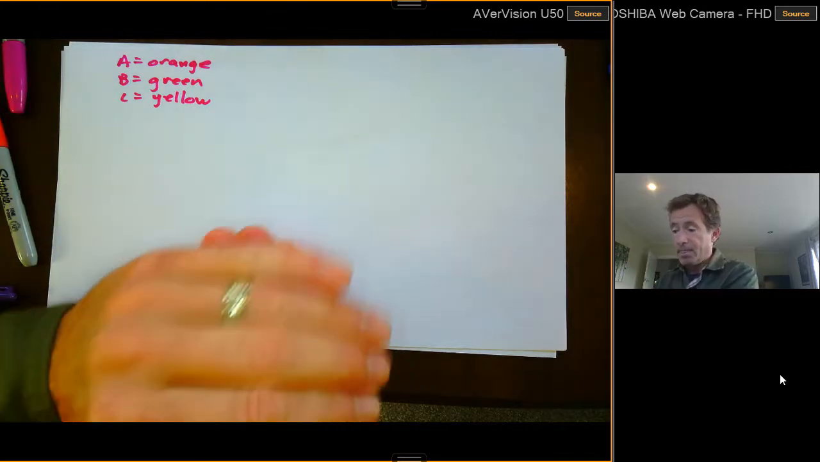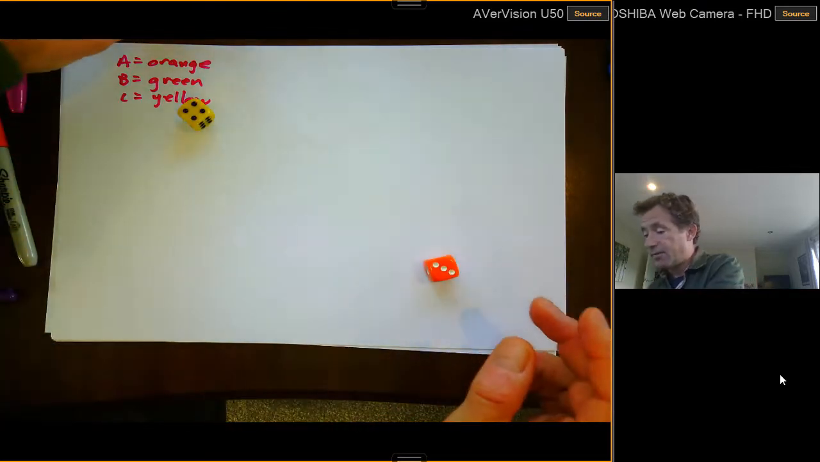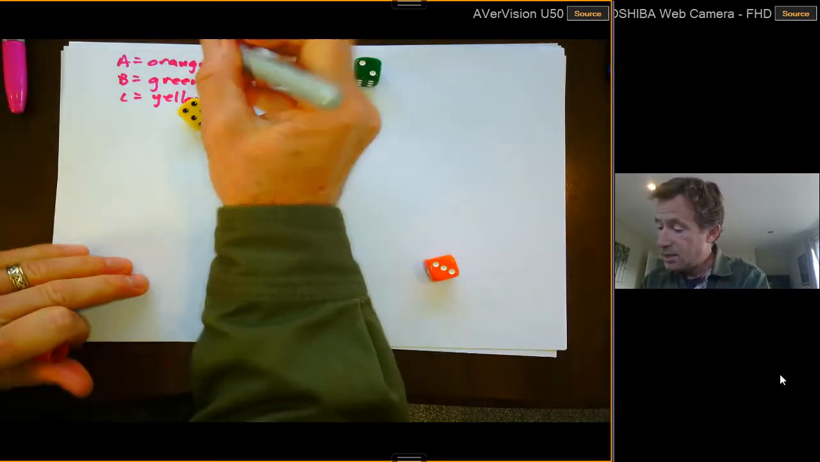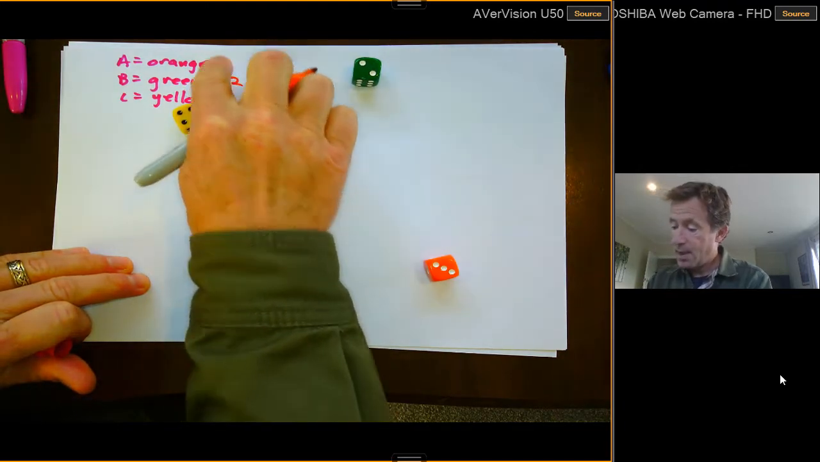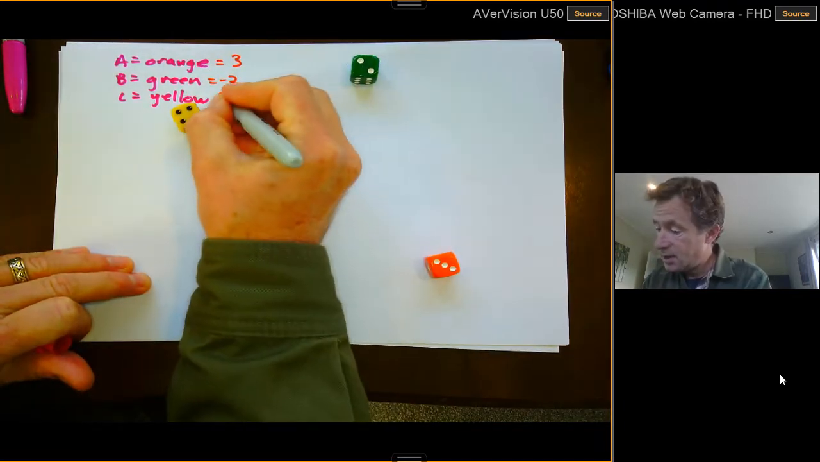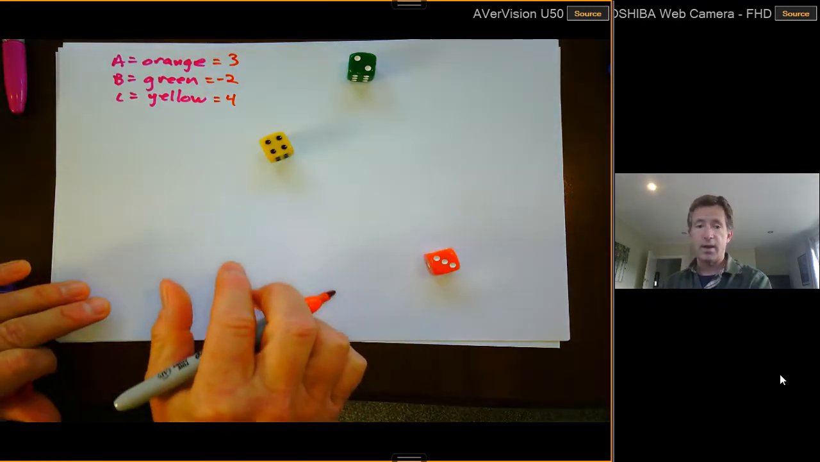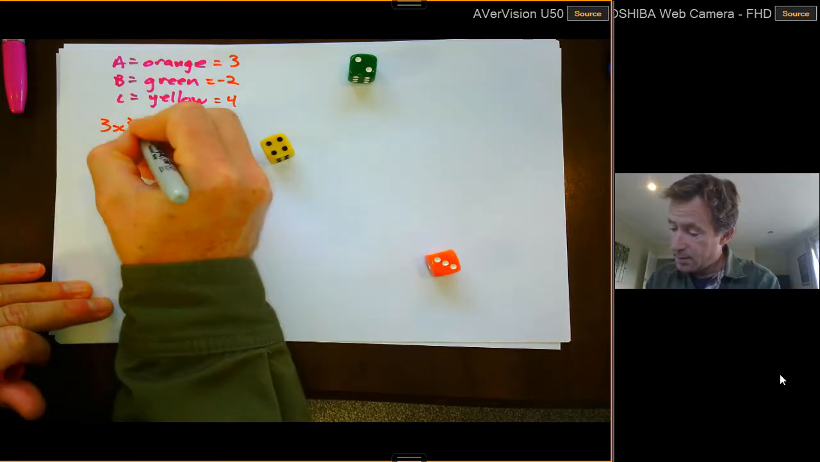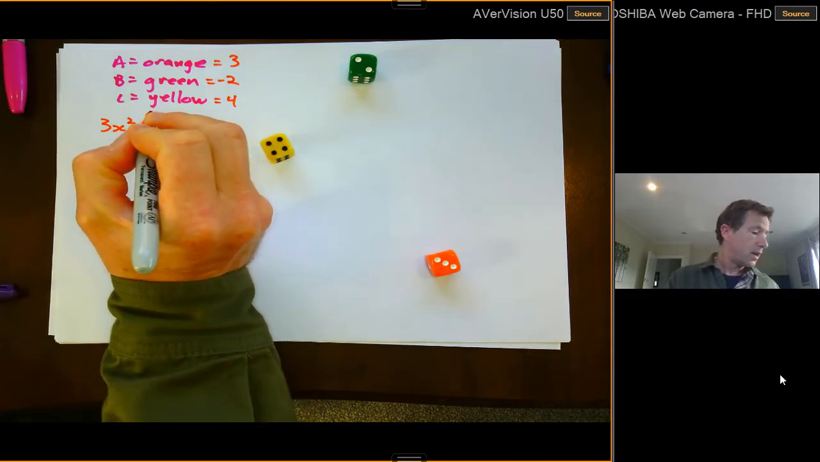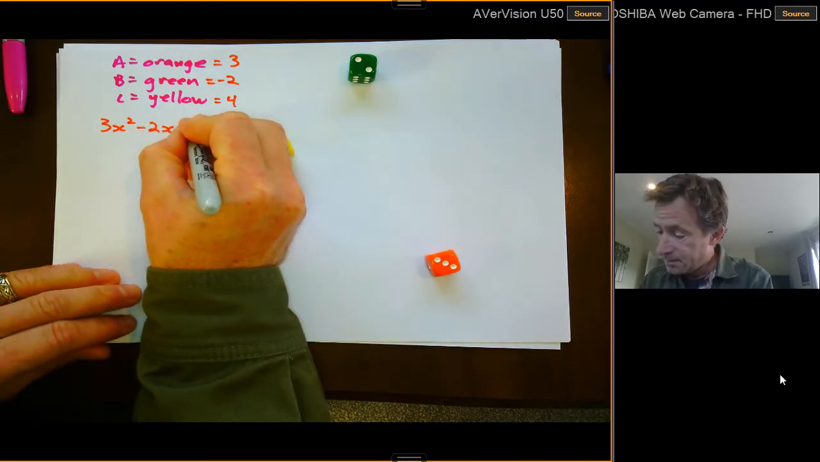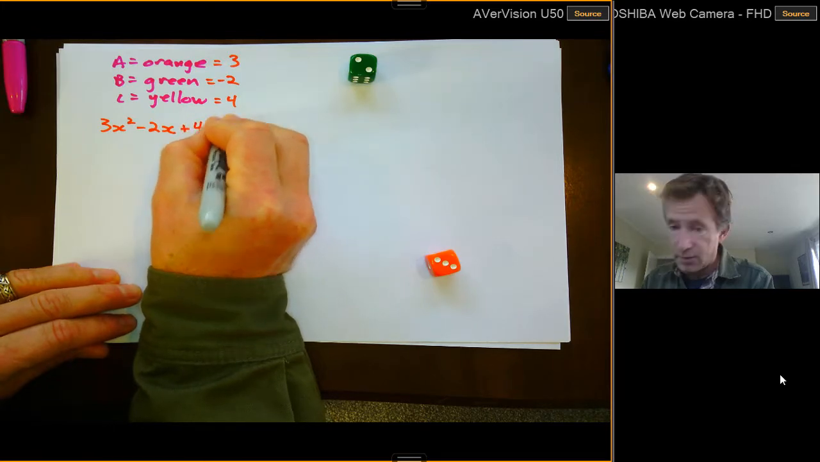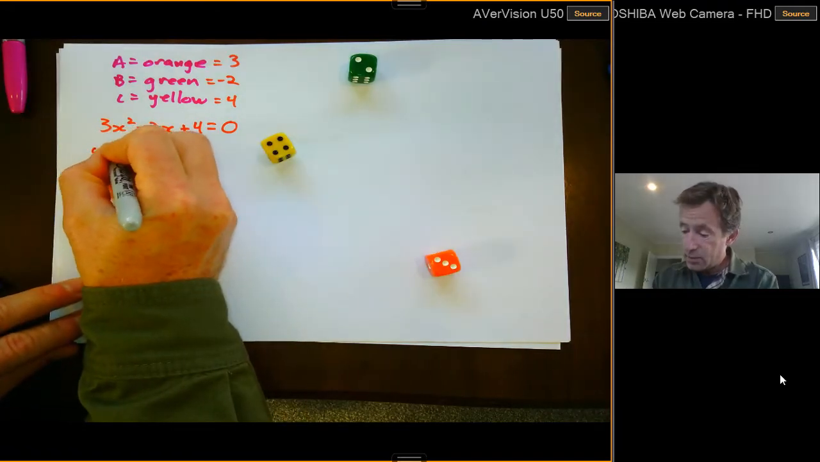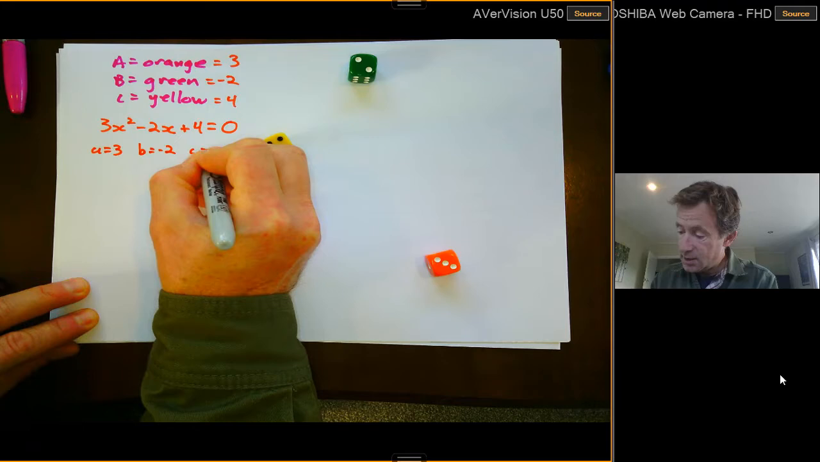So let's see what I get here. The green fell off the paper, so that's a negative 2. So B is negative 2, A is 3, and C is 4. So my quadratic is 3x squared minus 2x plus 4 equals 0. This is close to the last one I got. So I've got A equals 3, B equals negative 2, and C equals 4.